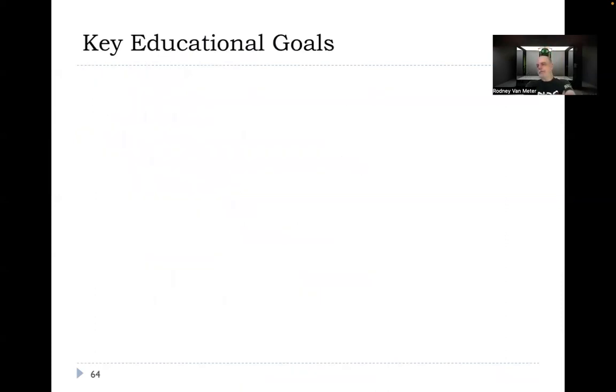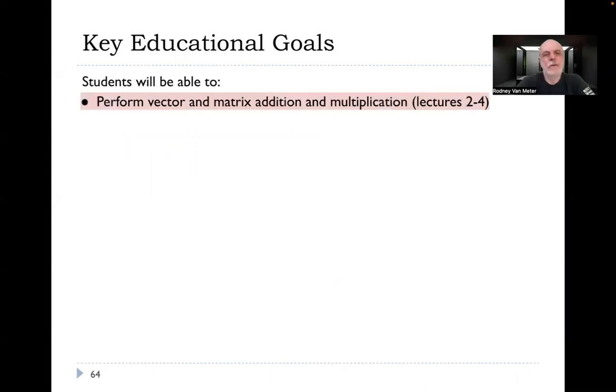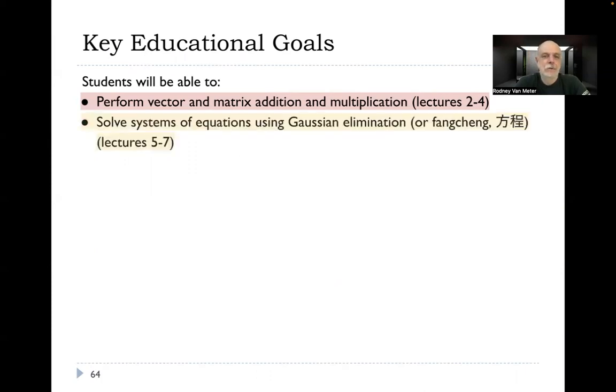All right. Thinking again about the overall goals of the semester, I said by the end of the semester that students will be able to perform vector and matrix addition and multiplication. We covered that in lectures 2 to 4. All of you did just fine with that. Solve systems of equations using Gaussian elimination, or Fangcheng is the Chinese term for it, that was for a similar system that was discovered a long time ago.